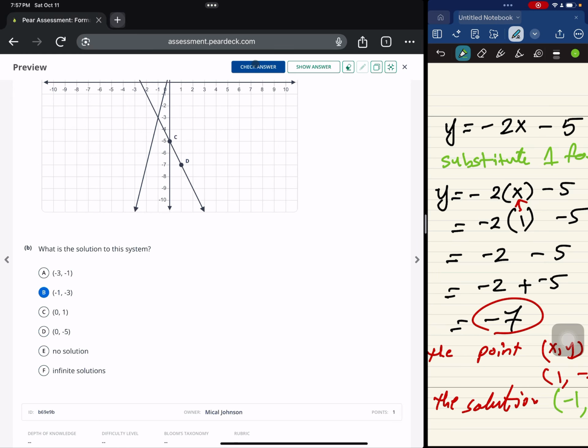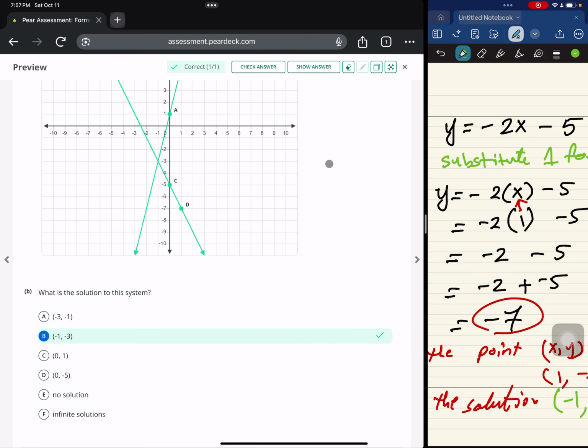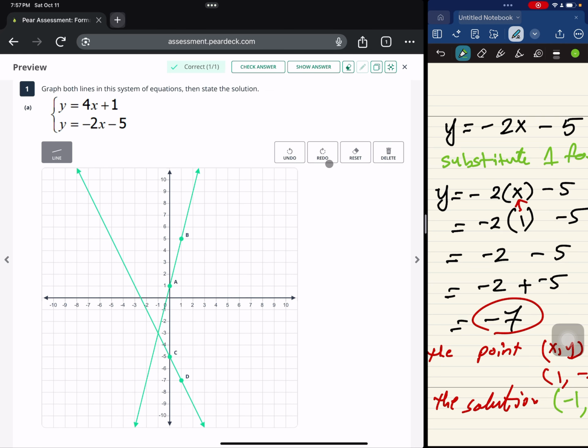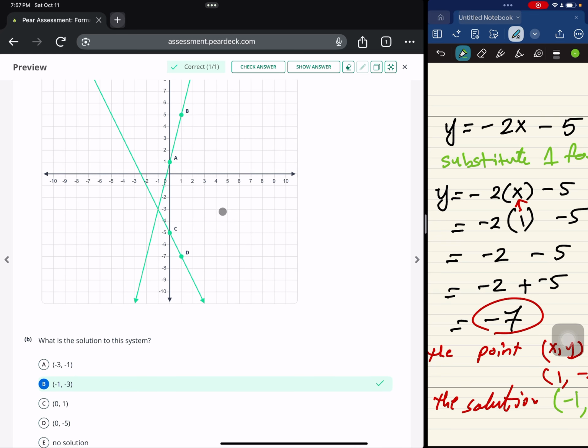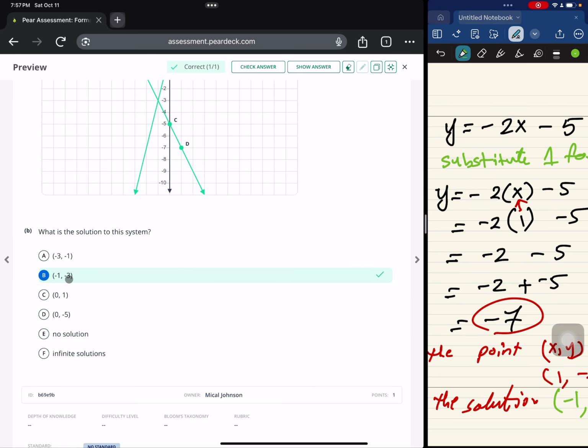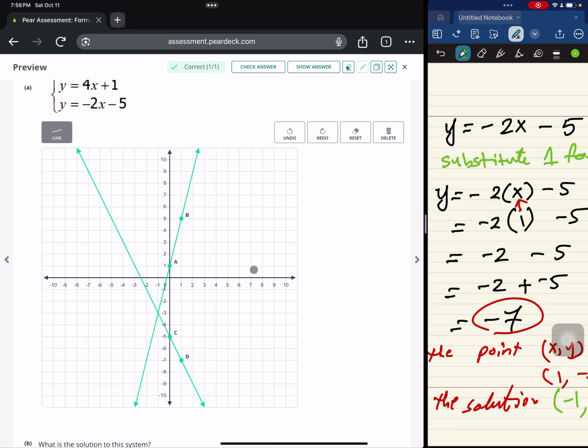And if we check the answer, we can see that the solution as stated is right. It is (-1, -3) as a point, and the graph is right.